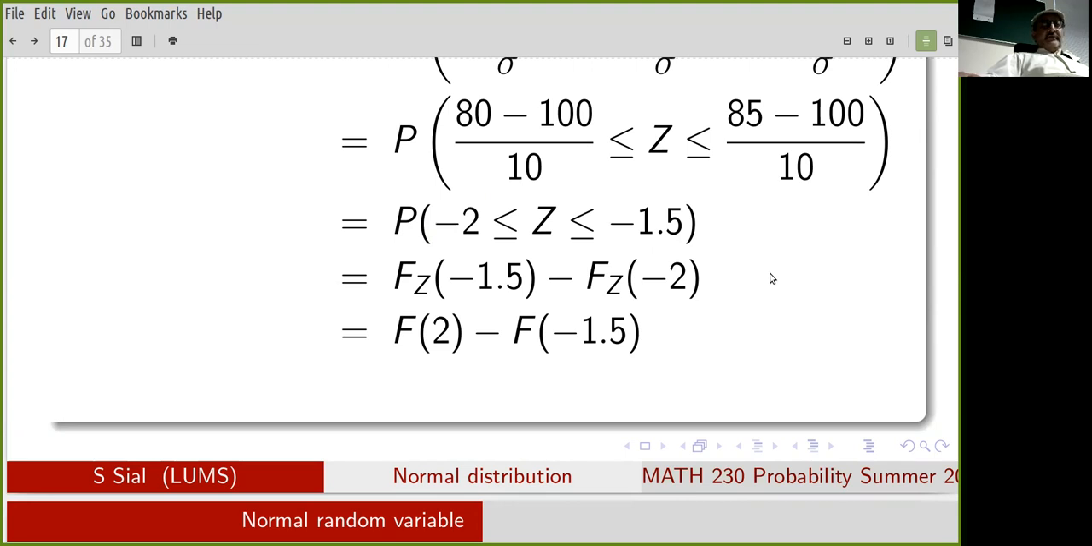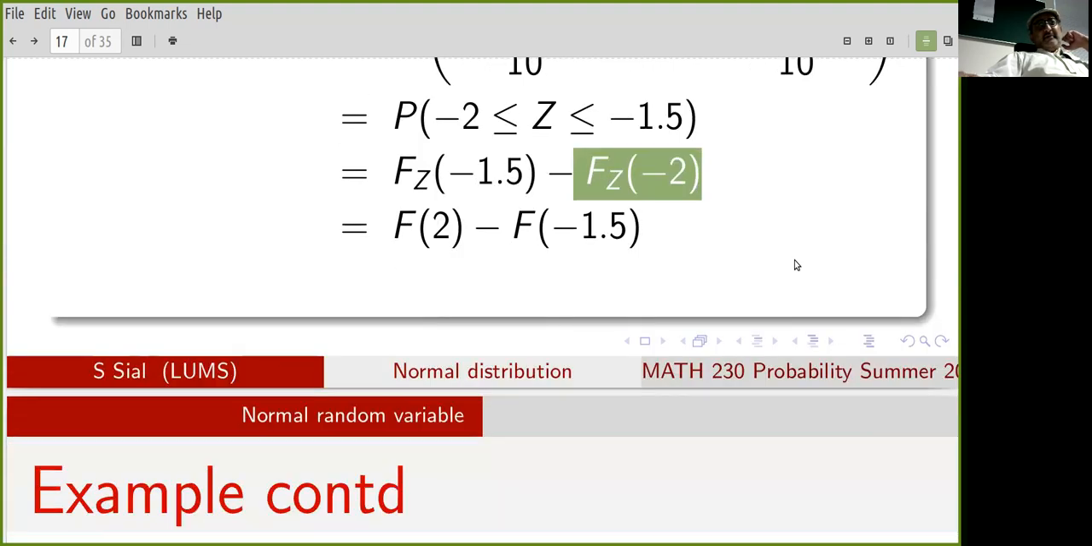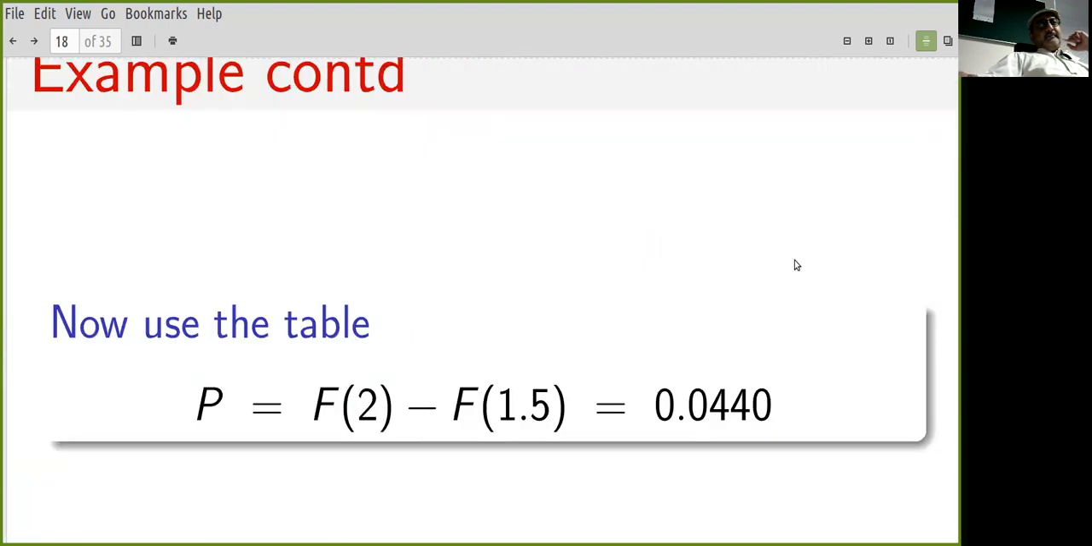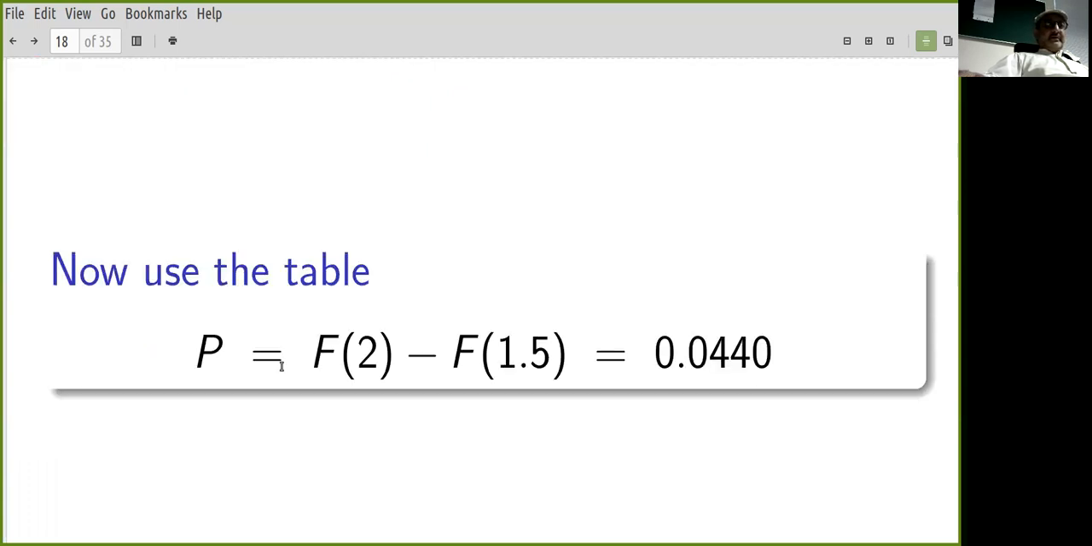If you want to convert, this here is equal to 1 minus the CDF at 1.5, and this is 1 minus the CDF at 2. So this would be F at 2 minus F of 1.5, which is 0.0440. We look these values up in the table.